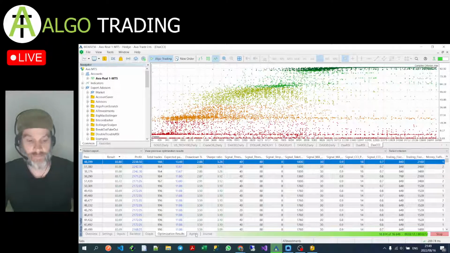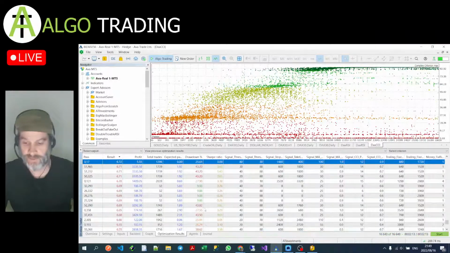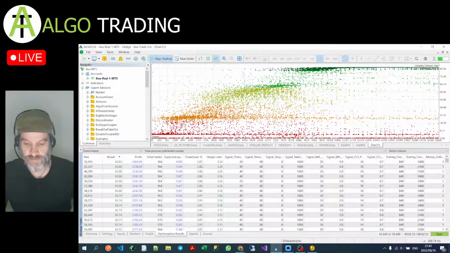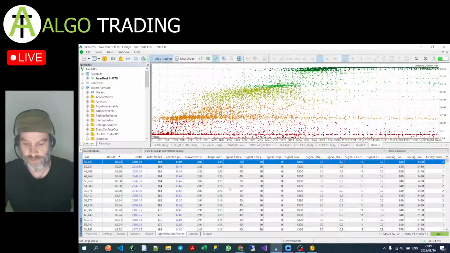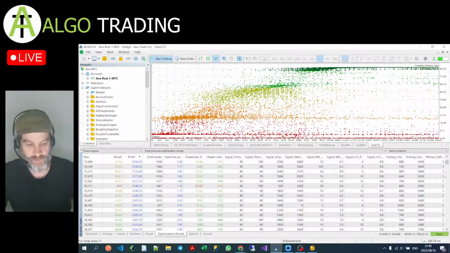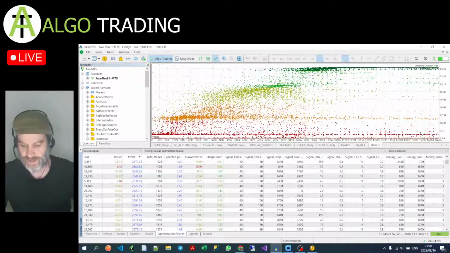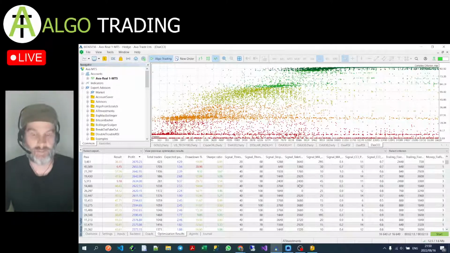I mean, I'm happy with the 50% returns. I'll take that any day. With a 2% drawdown, 2.8% drawdown, I'll take that any day. So let's sort by profit, and we'll find the highest. Anything above 70, 80, I like to look above 80. Then you know you've got something that could run going forward.